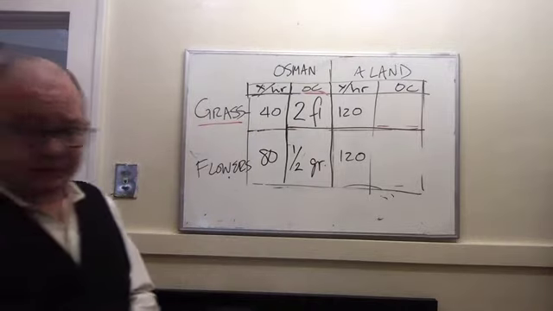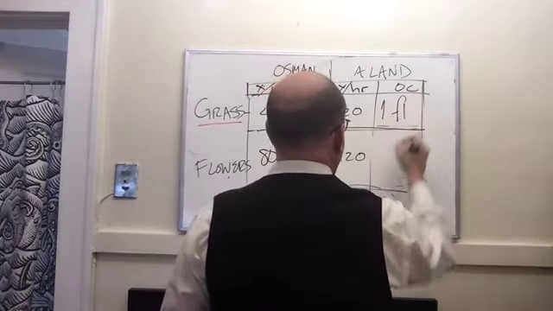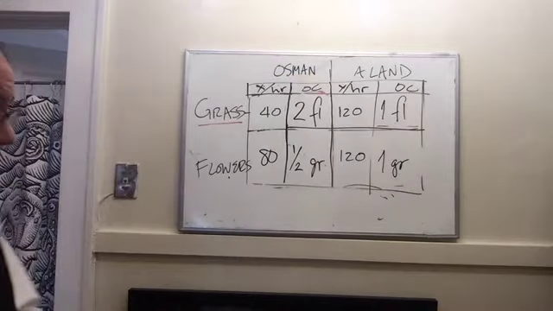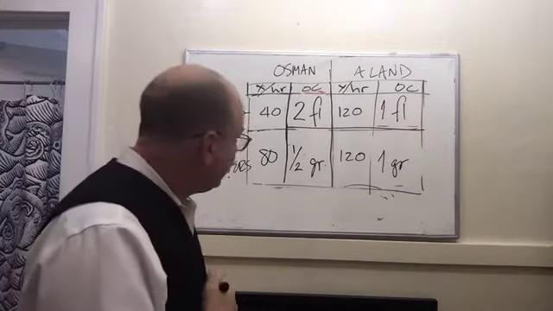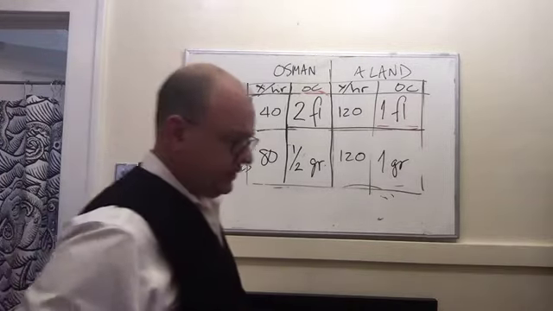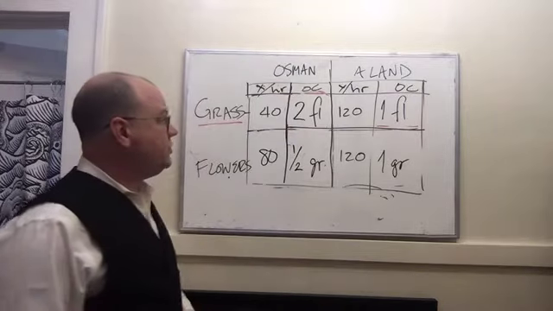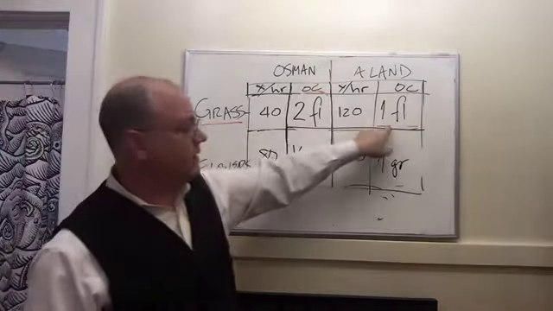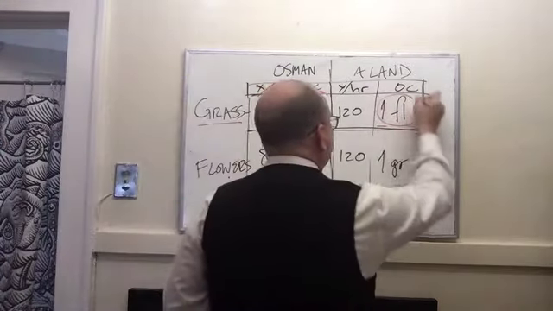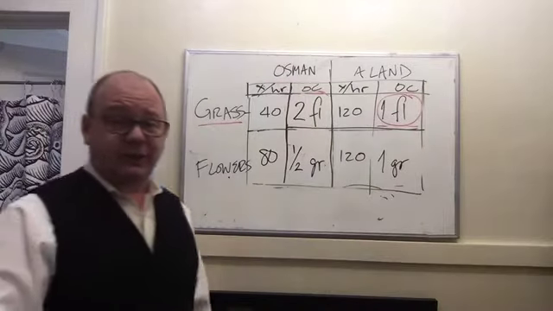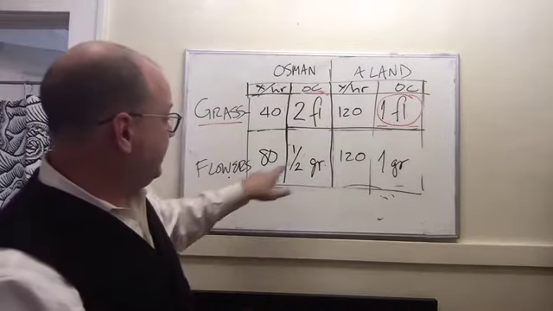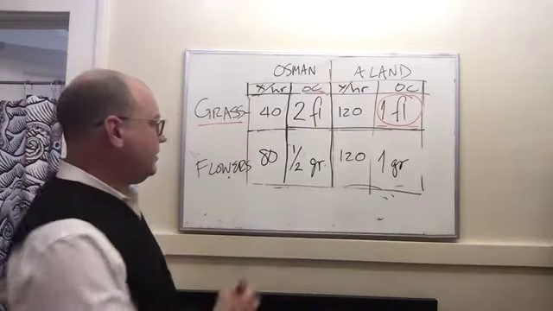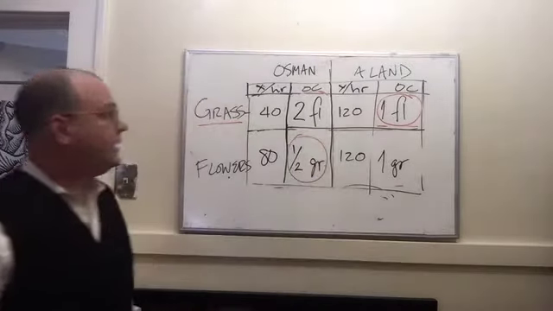Kak Aland, on the other hand, has an absolute advantage. How about a comparative advantage? Well, in comparative terms, who gives up less? Kak Osman gives up 2 flowers. Kak Aland gives up 1 flower. Kak Aland has a lower opportunity cost. Kak Osman gives up half a grass to take care of a flower. Kak Aland gives up 1 grass to take care of a flower. Who has the lowest opportunity cost? Kak Osman does.